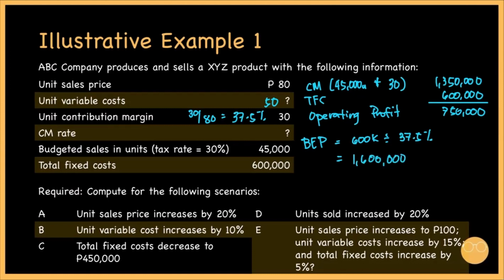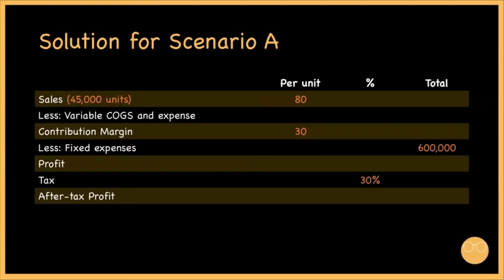So this will serve as our benchmark or base amount. Any changes from letter A to letter E, we will compare to our base operating profit and to our base BEP in terms of amount. Now let's try to solve for letter A.